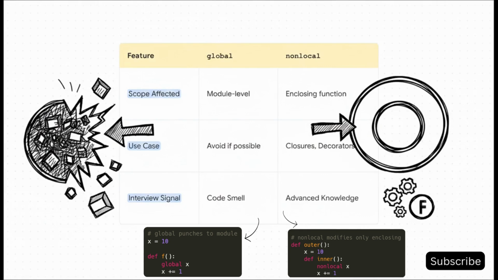And this comparison here is really what it's all about. Global just punches a hole all the way out to the main module, which can affect anything and everything. Nonlocal, on the other hand, just cleanly and safely modifies the state of its immediate parent. That precision is what enables advanced, clean patterns like decorators and closures.